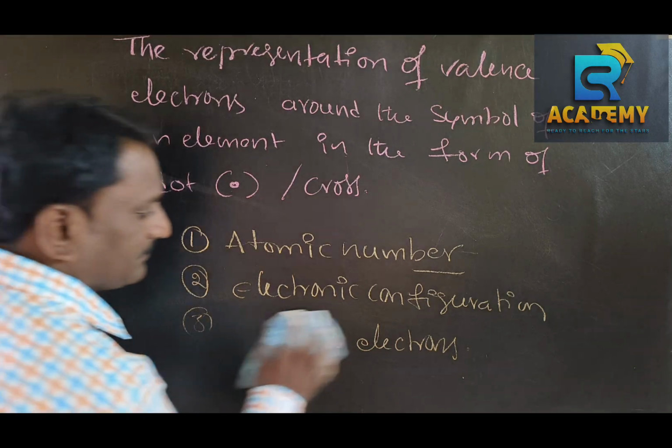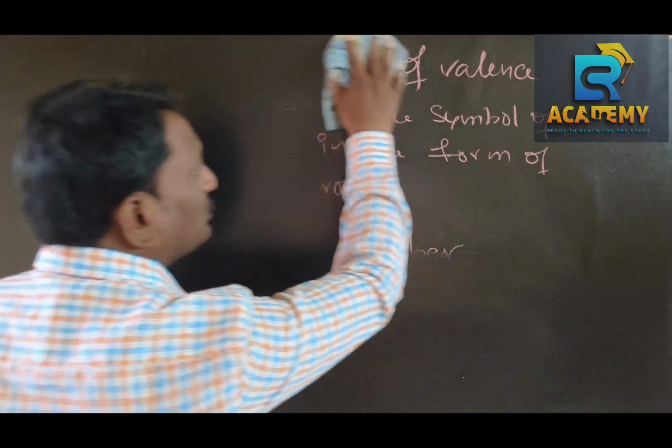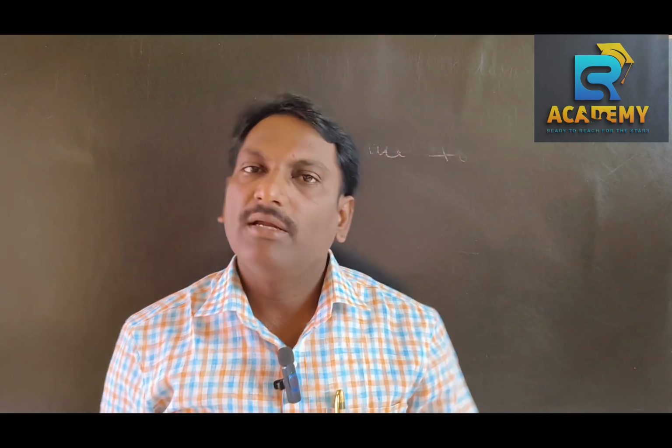Next point. We have to remember two rules while writing Lewis dot structures. To draw the Lewis dot structure, we require 3 points: atomic number, electronic configuration and valency electrons. At the same time, we should follow two rules while writing Lewis dot structure or electron dot structure.